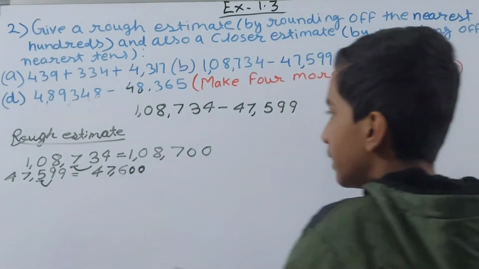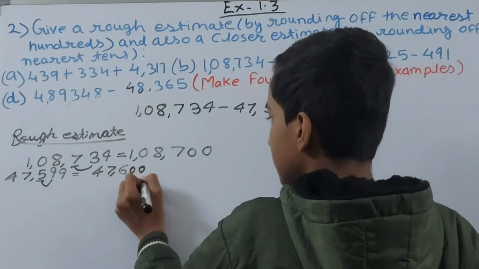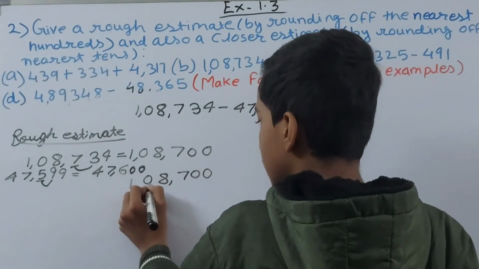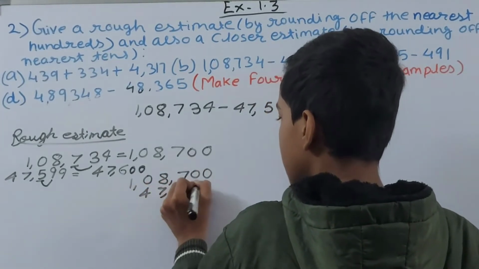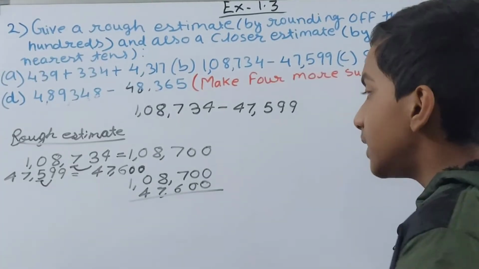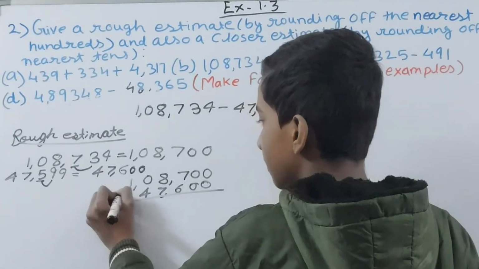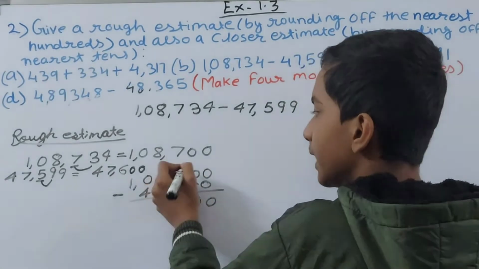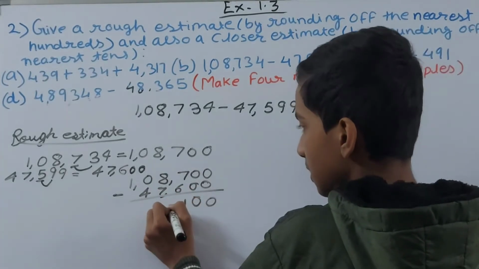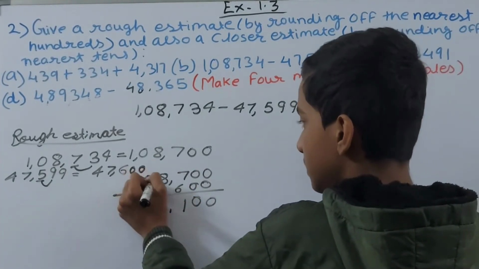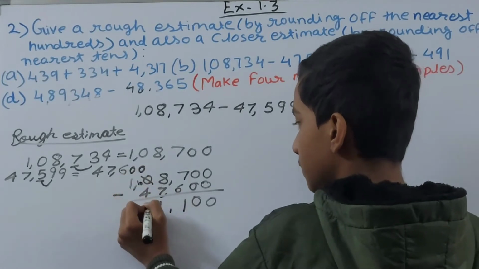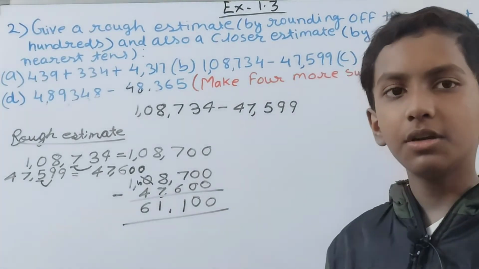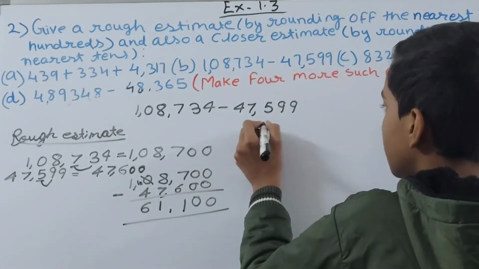So let's start. First we have 1,08,700, then 47,600. Now we will subtract them, not add but subtract. 0 minus 0 is 0, 0 minus 0 is 0. 7 minus 6 will be 1, 8 minus 7 will be 1, 0 will turn to 10, 10 minus 4 will be 6, and 1 is not having any value, so that is 61,100, which is the rough estimate.